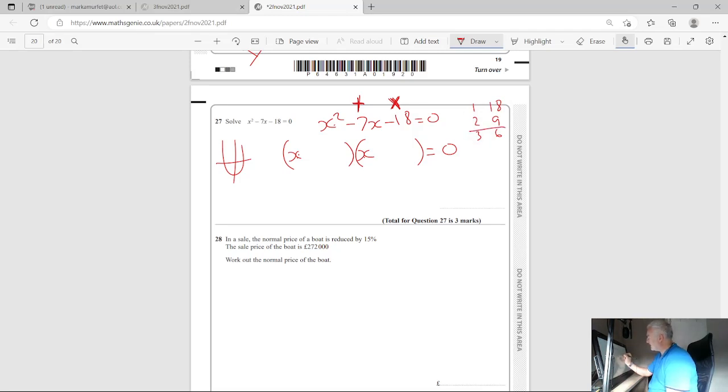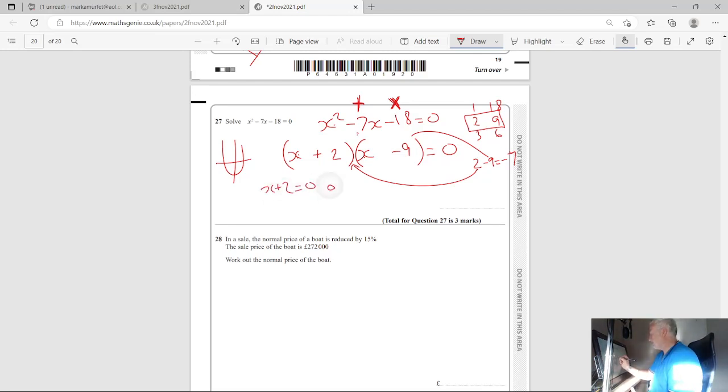Straight away that's coming to mind because I think 2 and 9, how do I make negative 7 out of 2 and 9? Well, if I did 2 take away 9, it would give me negative 7. So my 2 goes in one bracket, my negative 9 goes in another bracket, and they're my two solutions. Okay, so I've got x plus 2 equals 0, or x minus 9 equals 0. Because remember, these two brackets are times together, and anything multiplied by 0 would give me 0.